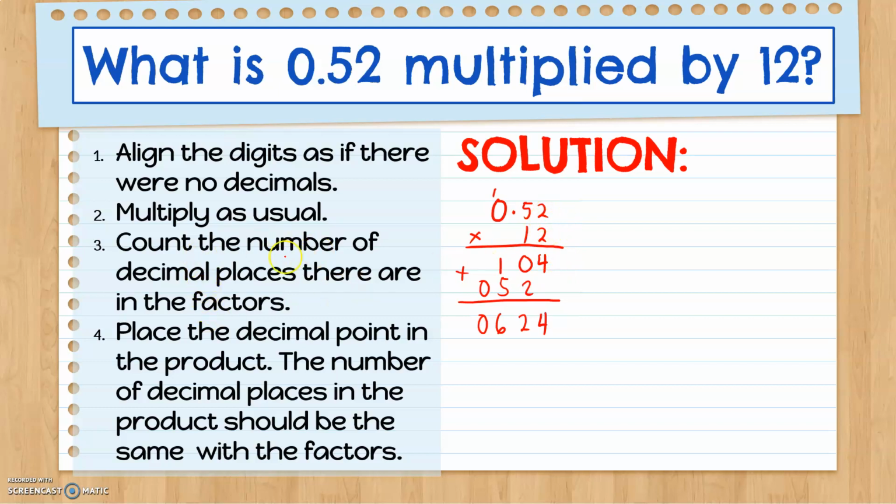Then we will count the number of decimal places there are in the factors. We have here 1, 2 decimal places. This is a whole number, so there's no decimal place here. That means in our product, we should have 2 decimal places as well. Okay, so let's count starting from here. We have 1 and 2. So the decimal point will be placed here. That means our final answer is 6.24. We will no longer include that 0 here because we have a non-zero digit in our whole number. If that 0 is written in between 6 and the decimal point, we cannot remove that 0 because it's 60, not just 6. But since the 0 here is before the whole number 6, we can remove that one.